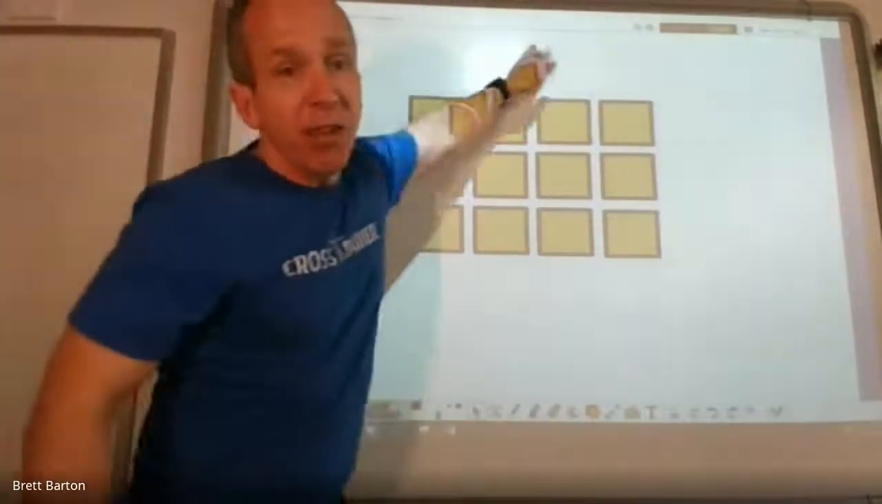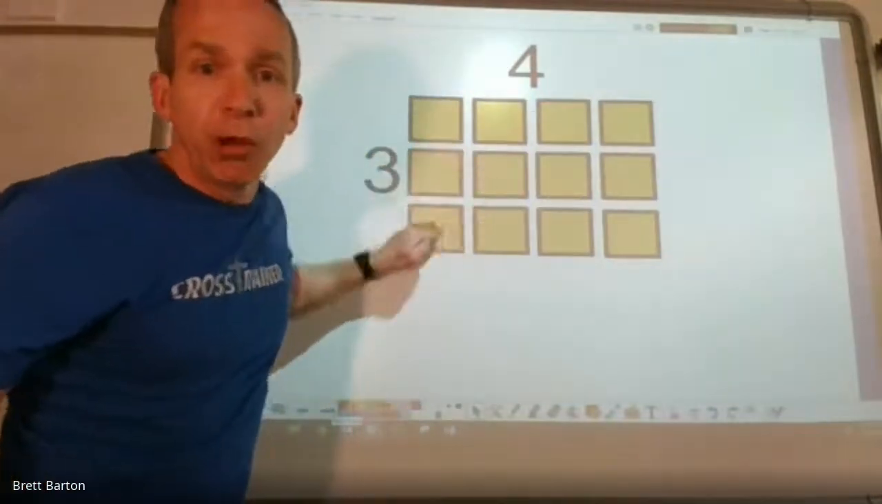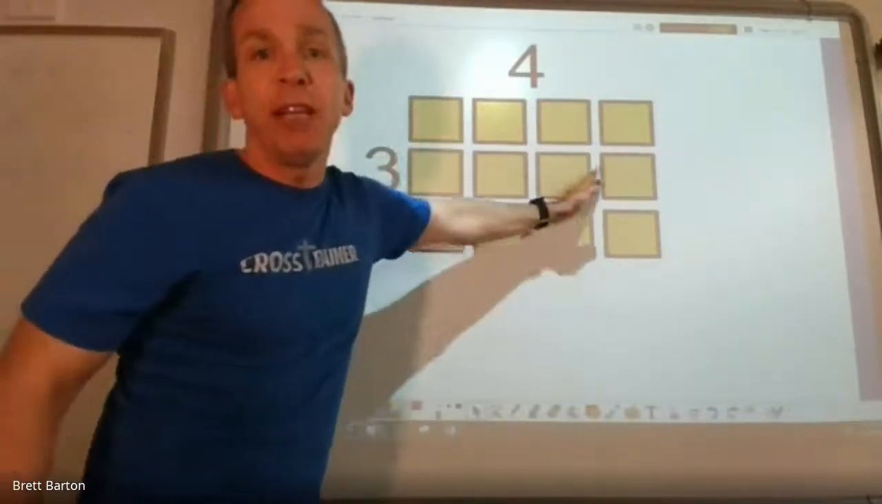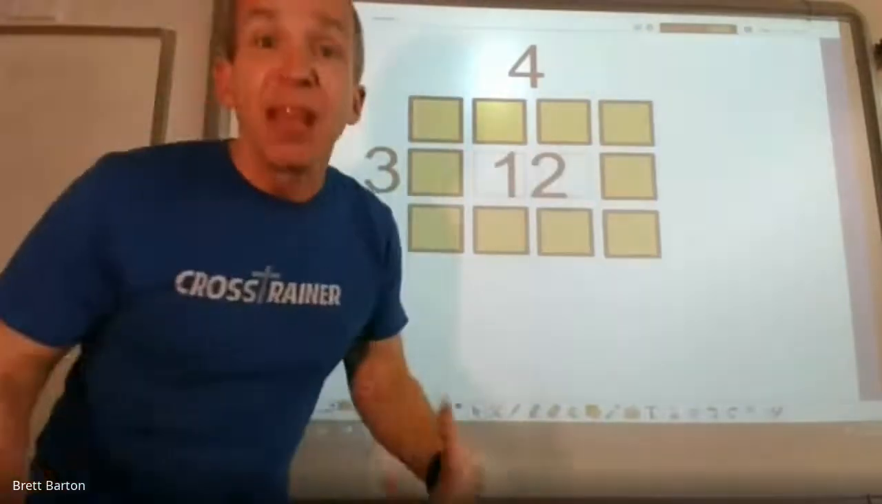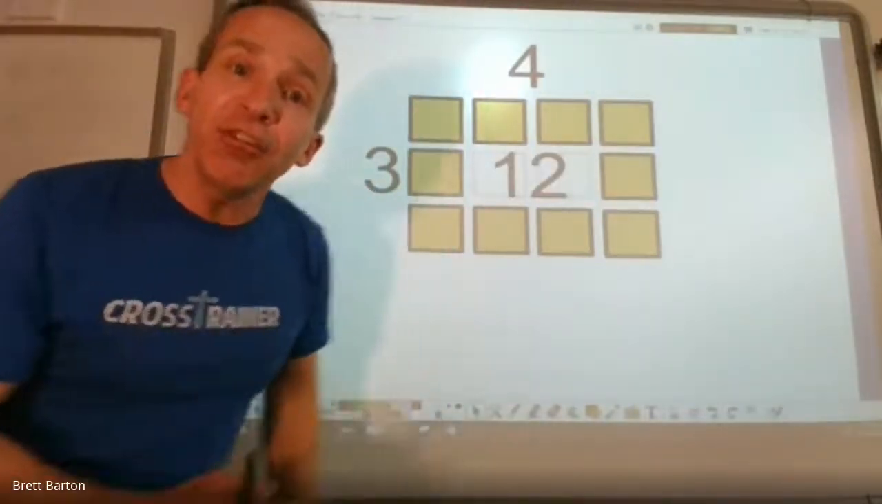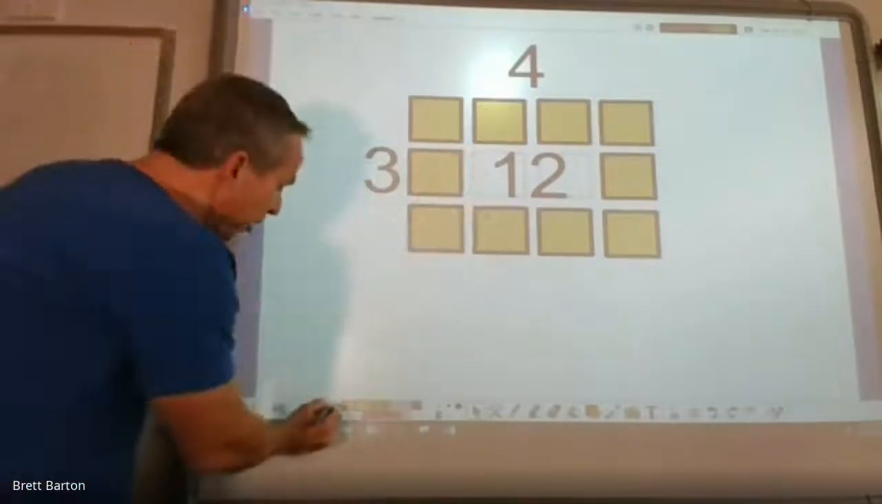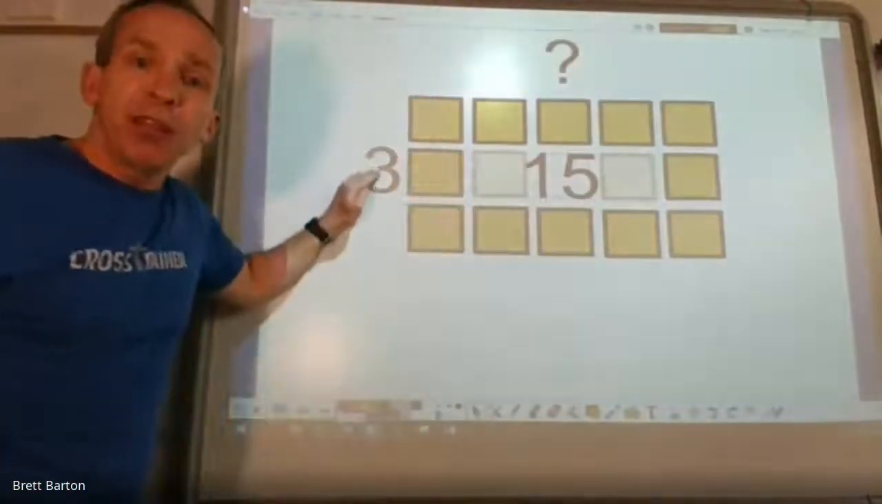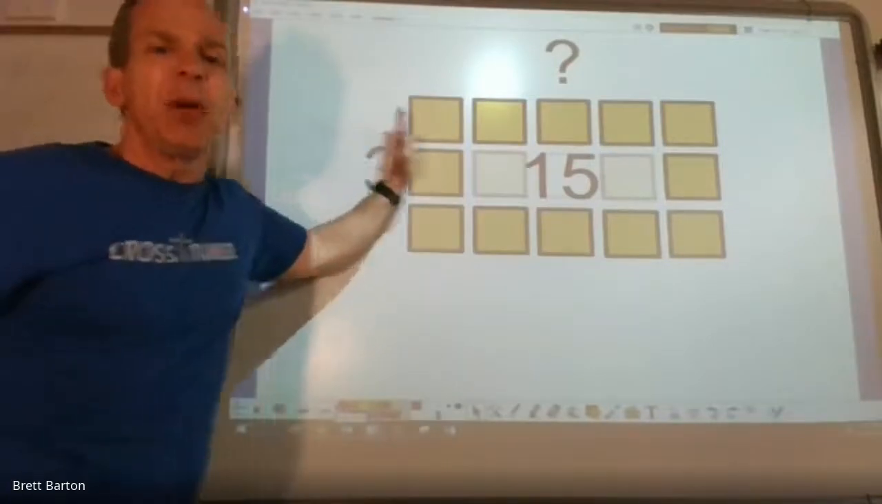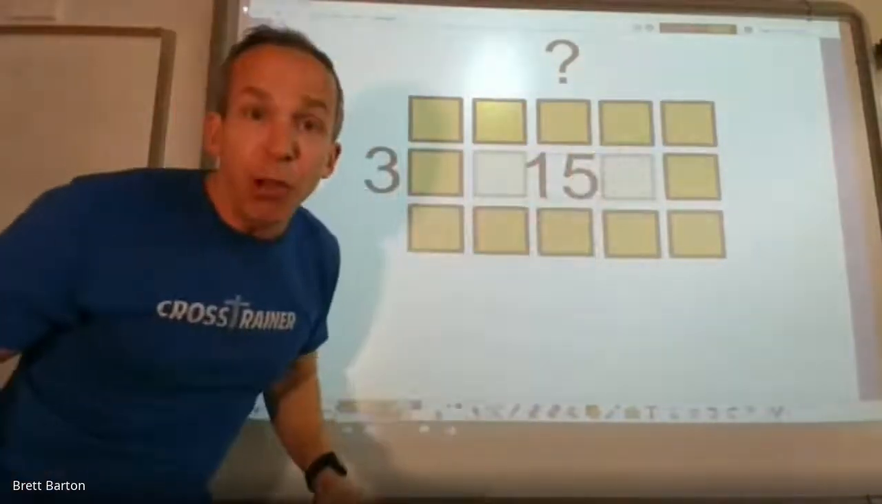Multiplication, we have 3 times 4. So we have 3 equal rows. Each row has 4 in it. Okay, 3 times 4 equals 12. That's our multiplication. Now division, I tell you how many blocks. So I tell you there are 15 blocks, but we're still going to put them in 3 rows. Okay, but how many now will be in each row?